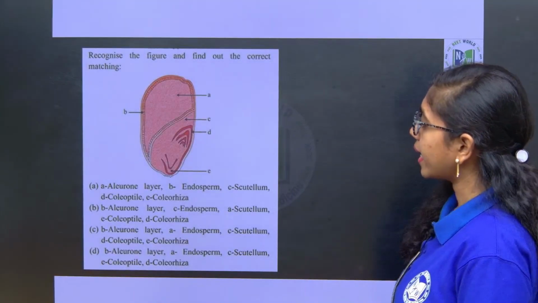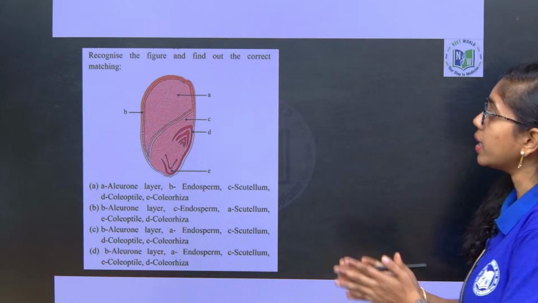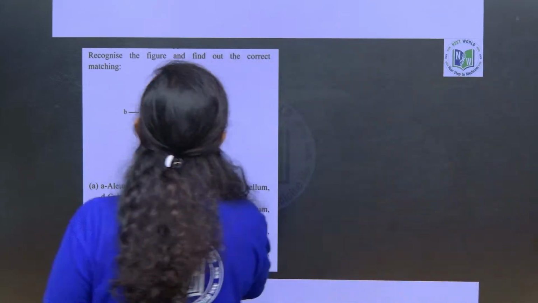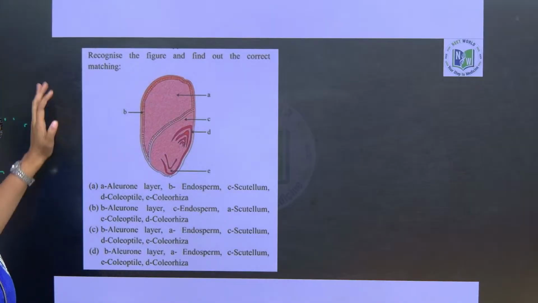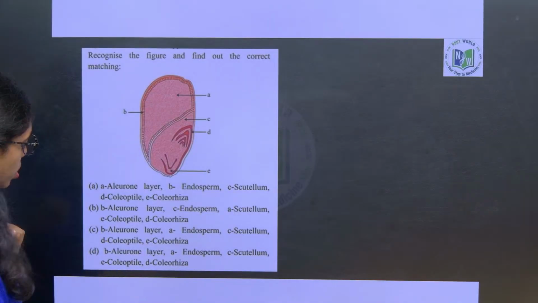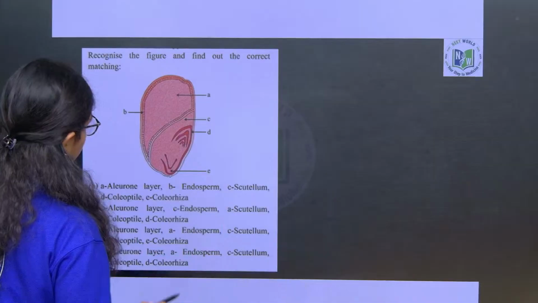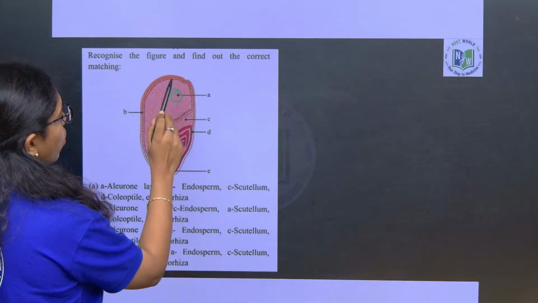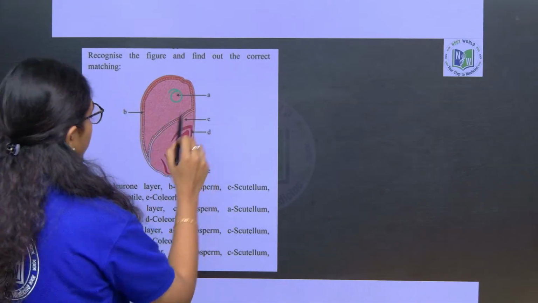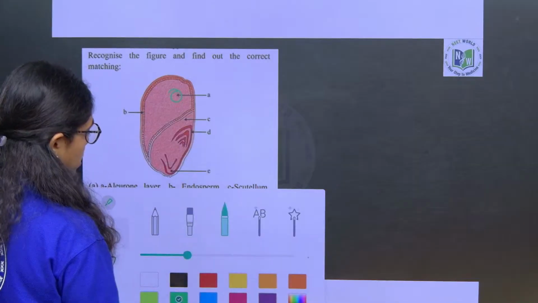Next, see, diagram based question, which is very important. So here recognize the figure and find out the correct matching mark. So here if you see, this A region is what? Endosperm. This A region is endosperm.